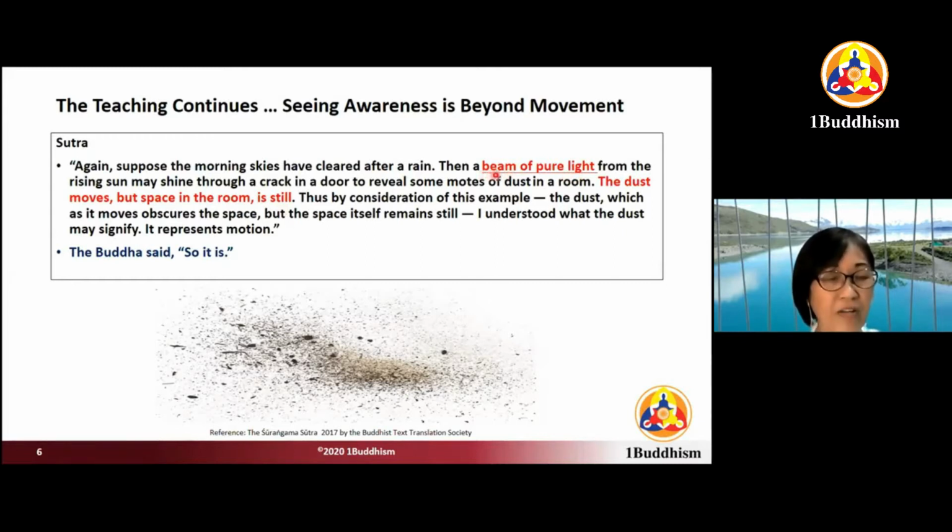The beam of pure light represents the attainment of wisdom, the light of wisdom. So when you have the wisdom to see your ignorance, you will also realize the unmoving stillness of your true mind. So when Ajanata Kaudinya understood this, he was enlightened.